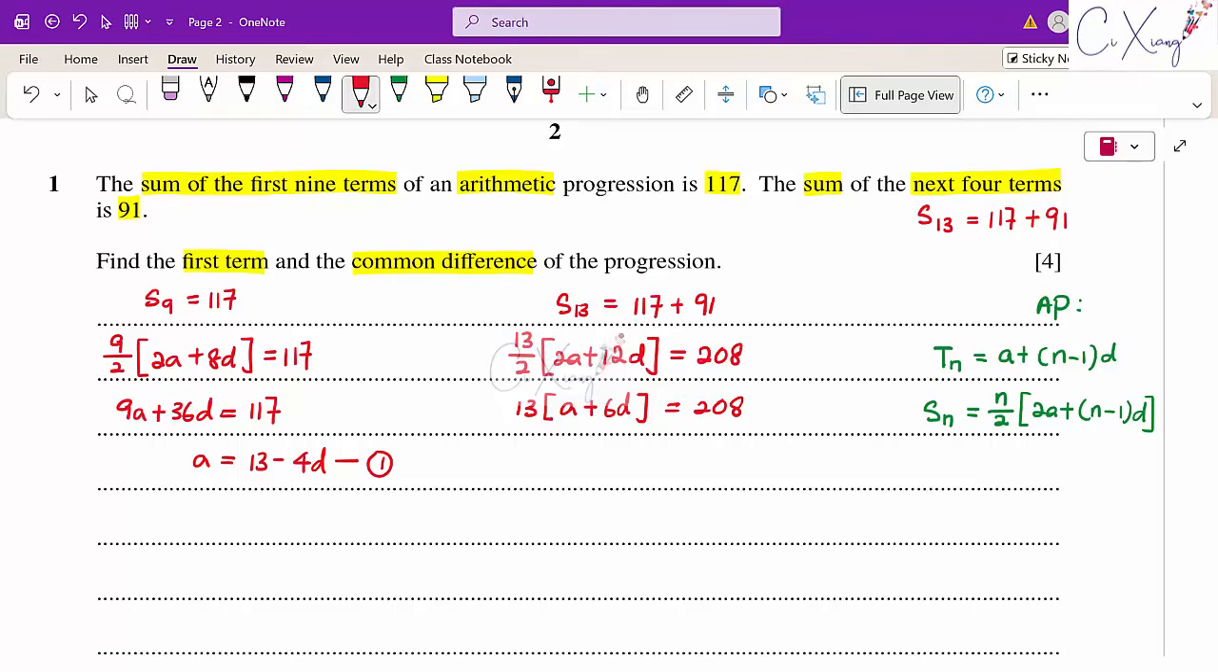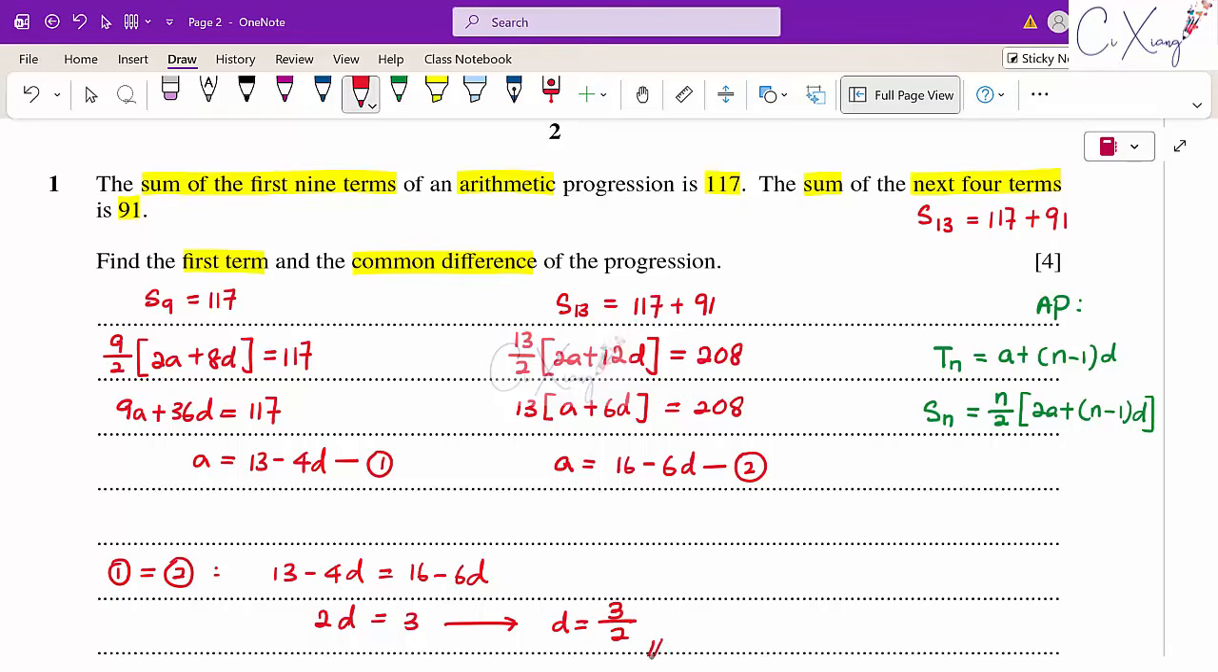Then let's see how we can use the second piece of information here. I bring the 13 over, and I'll have a equals 16 minus 6d. And this will be my second equation. From here, I want to solve the equations simultaneously, so I let equation 1 equal equation 2. And then I try to solve that: 13 minus 4d equals 16 minus 6d. So my 2d here will equal 3, and the result that I get for d is 3 over 2.